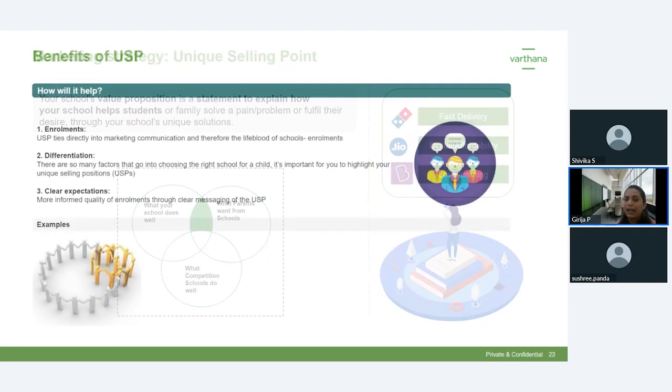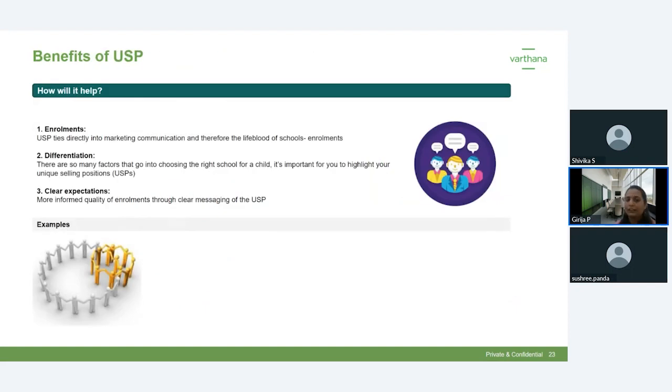And how is this unique selling point going to help you? Definitely it will increase the enrollment, because you're giving them information on how it is going to solve their problem and help the students and the parents with the issues they are facing. It will help you to differentiate from the market and help those parents make the right decision when they are choosing the school. It will give clear expectations, because through this unique selling point you're giving them information on what you are good at, and based on that they are going to make the decision.